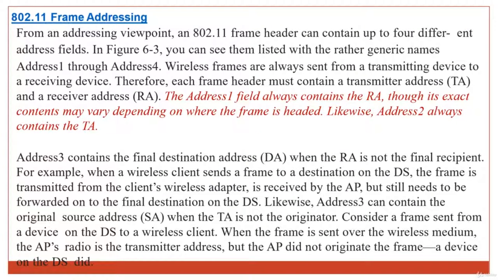Yes, we have four different address types. Here you can see that first of all, they must have TA, the transmitter address, and RA, the receiver address. The address 1 field always contains RA, that is the receive address, though its exact contents may vary depending on where the frame is headed. Likewise, address 2 always contains TA. So two addresses are fixed: address 1 is receive, address 2 is transmit. Apart from that, when you are sending the frame, you should have the actual source address and the actual destination address, etc.